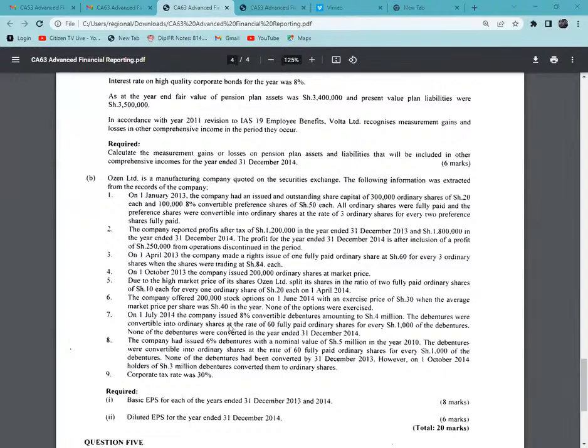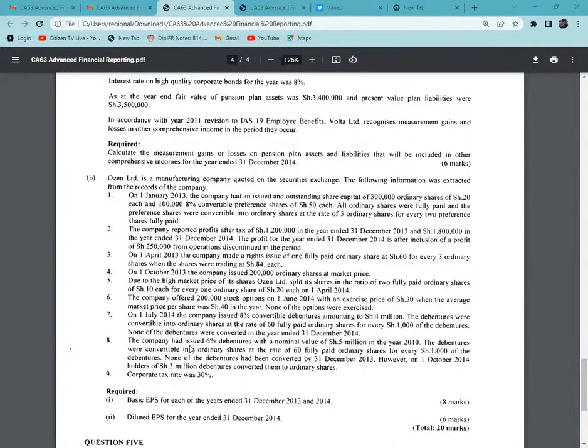Go to note number 7. On 1st July 2014, the company issued 8% convertible debentures amounting to 4 million. The debentures were convertible into ordinary shares at the rate of 60 fully paid ordinary shares for every 1,000 of the debentures. None of the debentures were converted in the year ending 31st December 2014. So really, this will not affect our basic EPS computation. So for now, note number 7 is noise.